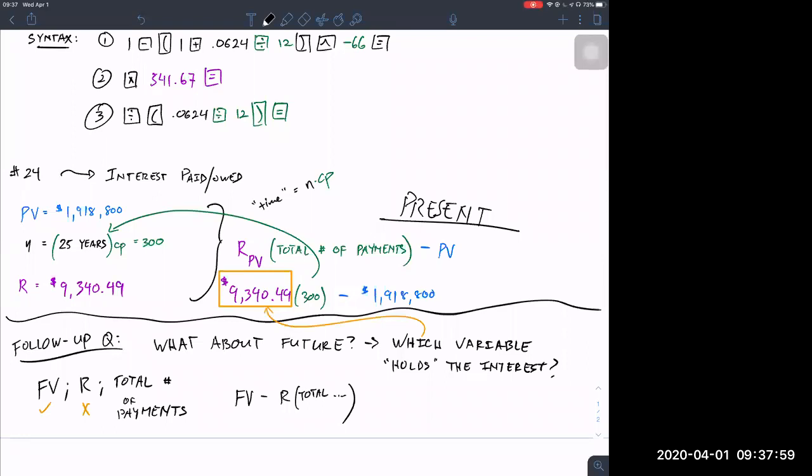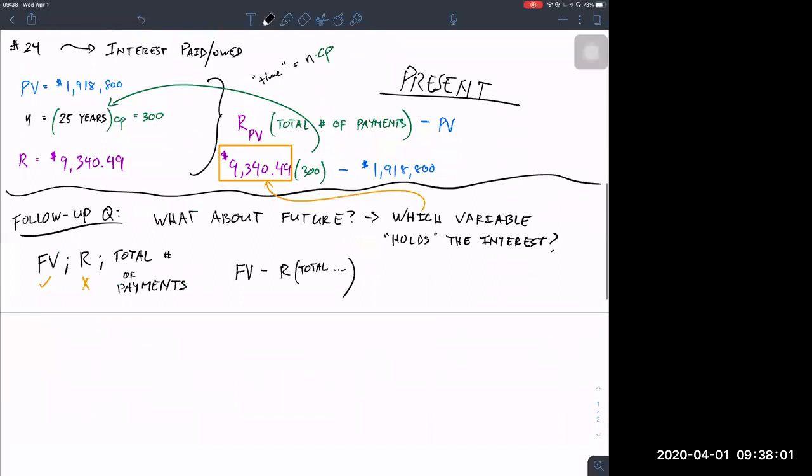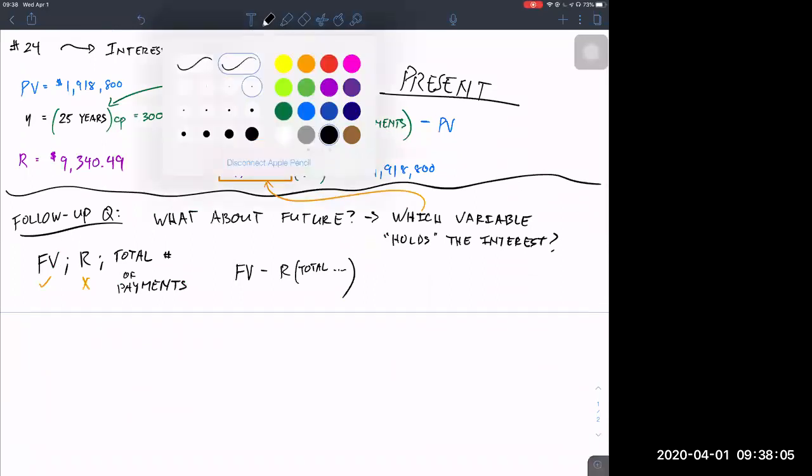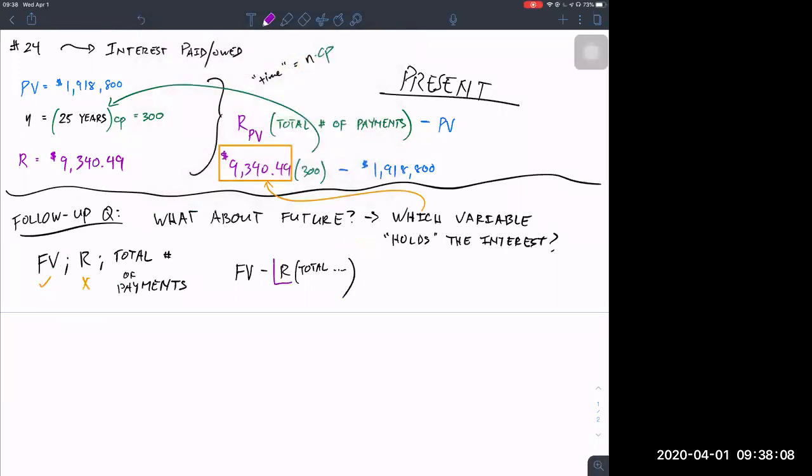But when we put money away for the future, I'm gonna scroll up here, right? These are payments. I'm gonna put a little square around, right? This is what's considered your pocket money.